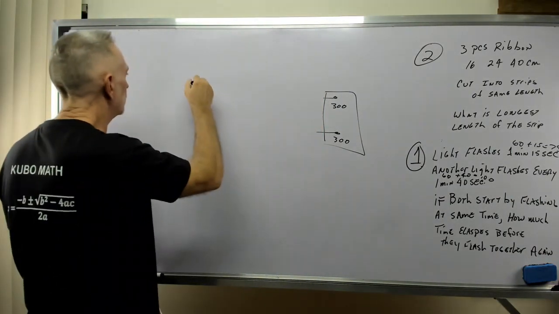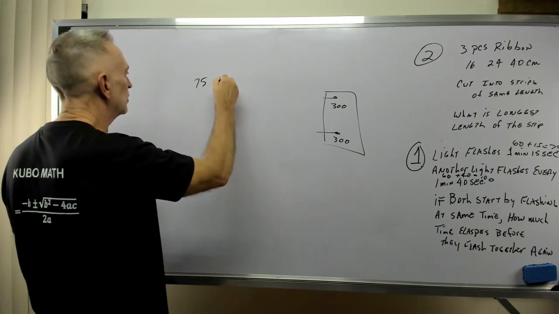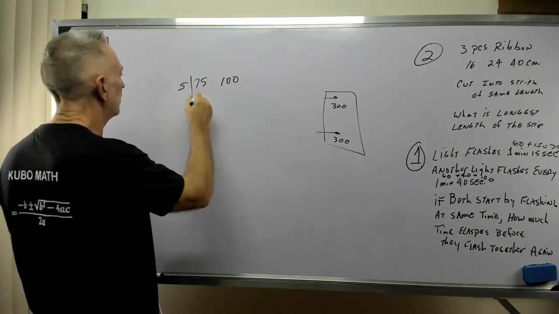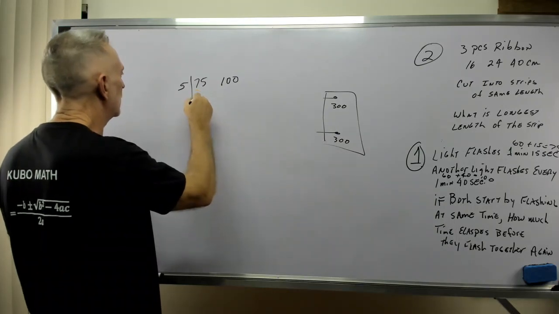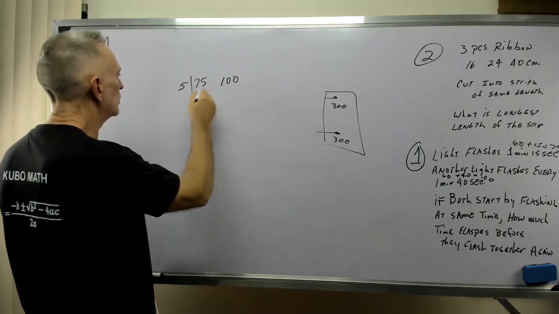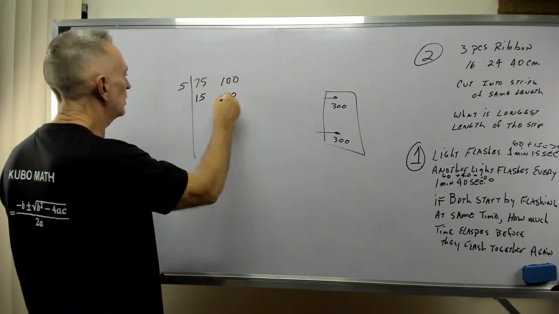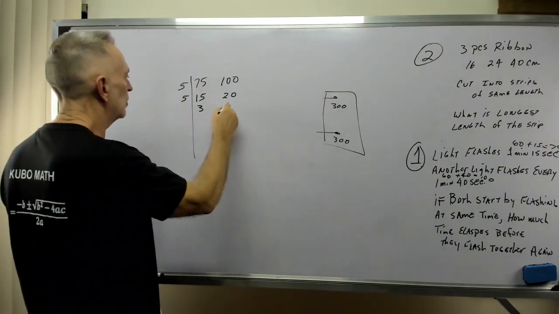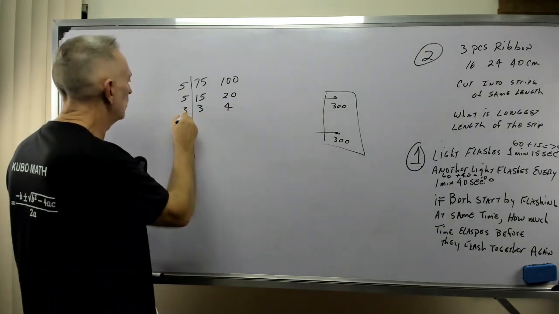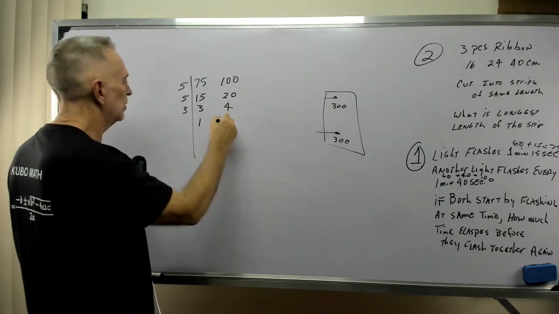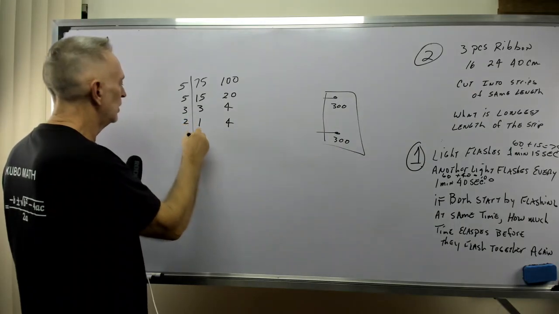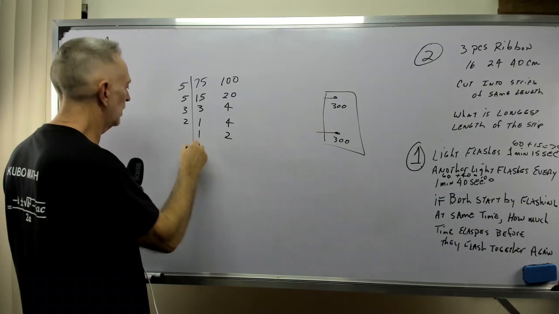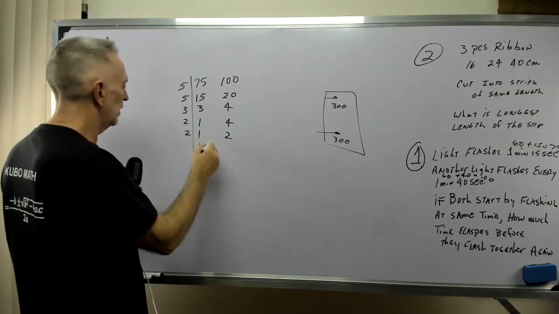Let's take and do this with prime factorization. Here's 75 and 100. So 5 would go into 75 15 times. 5 would go into 100 20 times. 5 would go into 15 3 times. It would go into 20 4 times. I'll do a 3. 3 divided by 3 is 1. Bring the 4 down. 2, bring the 1 down. 4 divided by 2 is 2. Bring the 1 down again. 2 divided by 2 is 1.